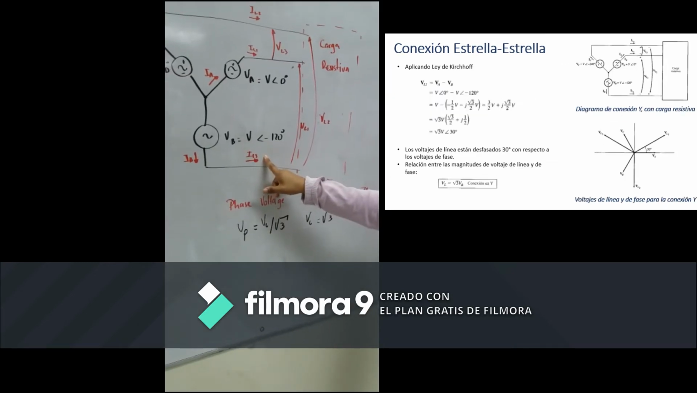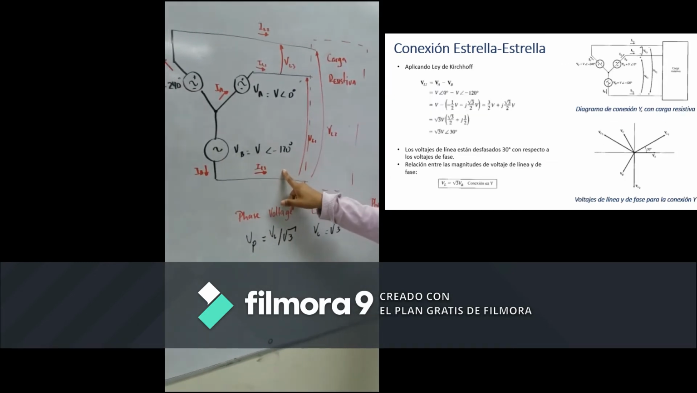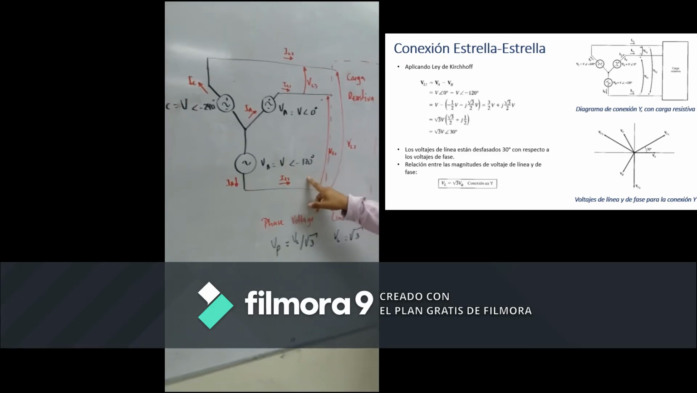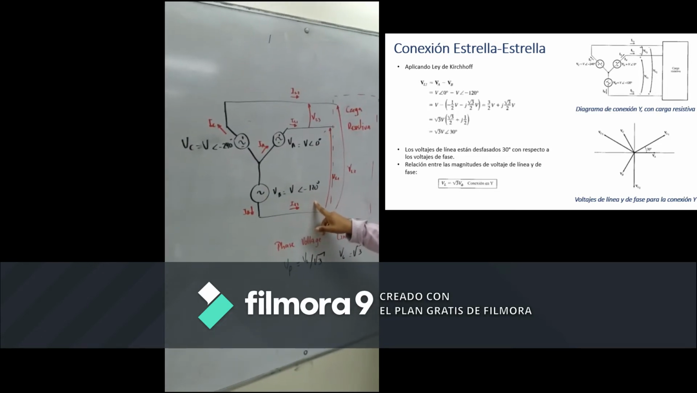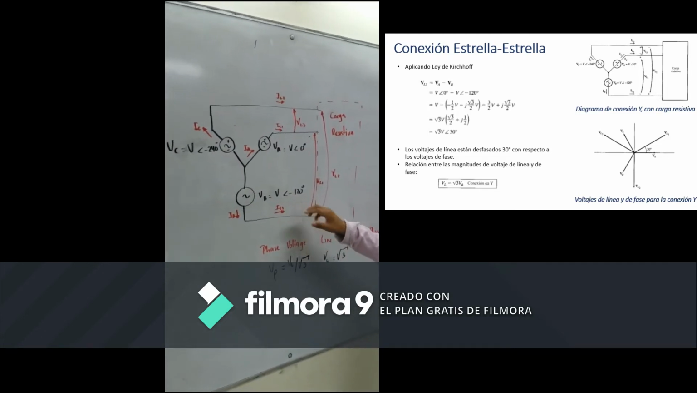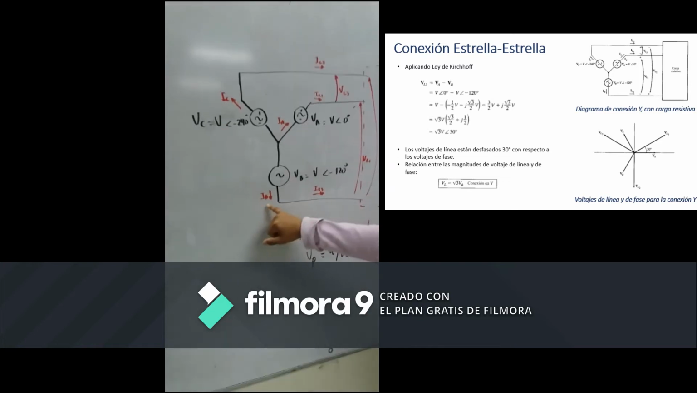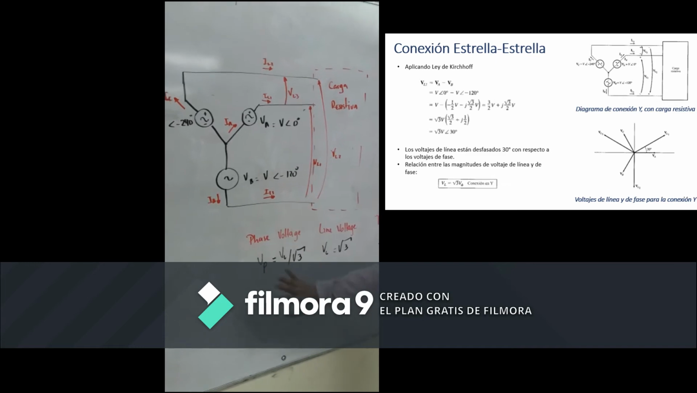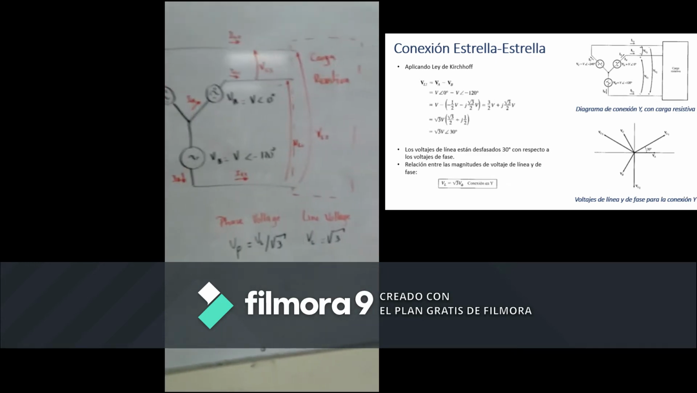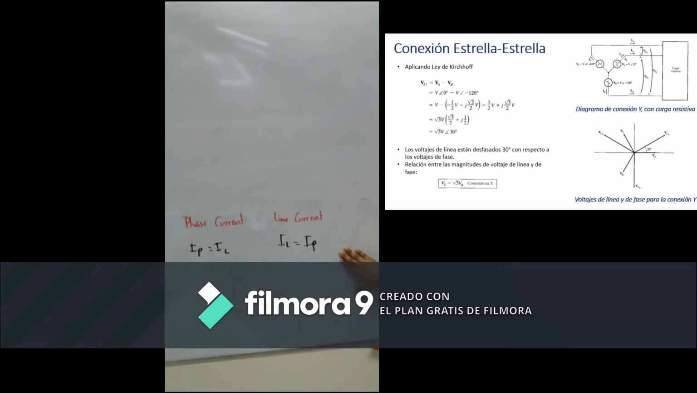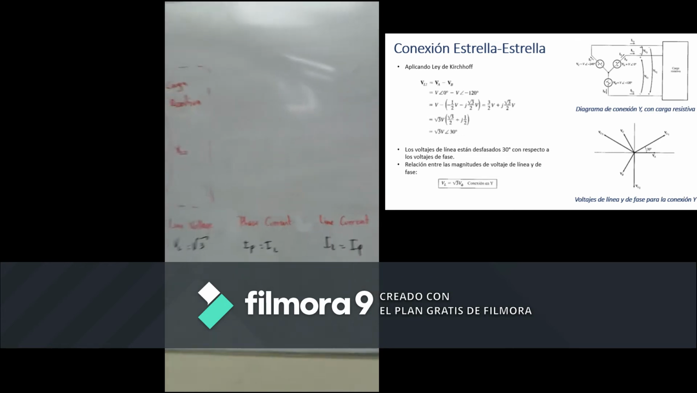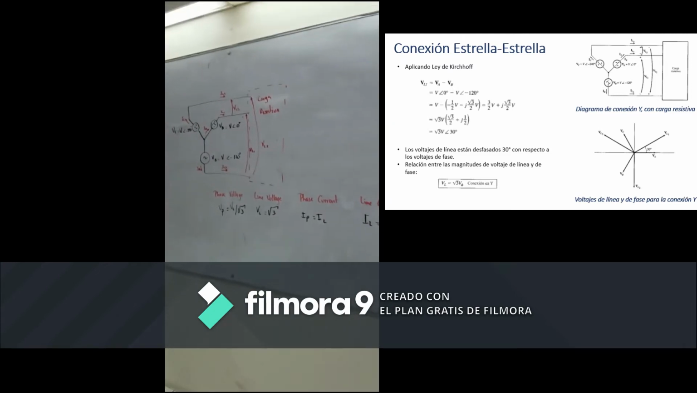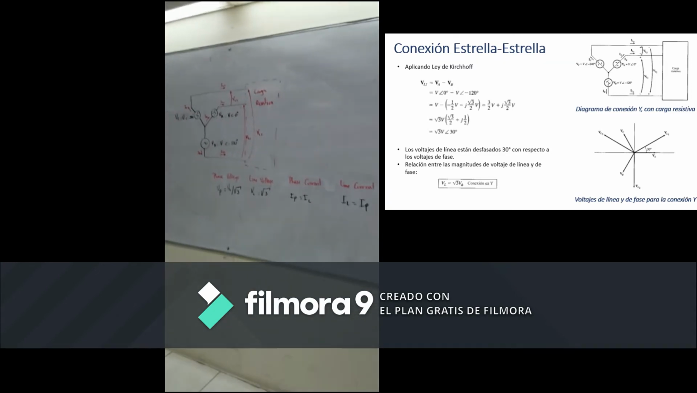Note that the secondary current in each phase of a star-connected group of a transformer is the same as the line current of the supply. As we can see here, the phase current is the same as the line current. And we can also see here a summary of the different values of voltage and current for the transformer with a star-star connection.